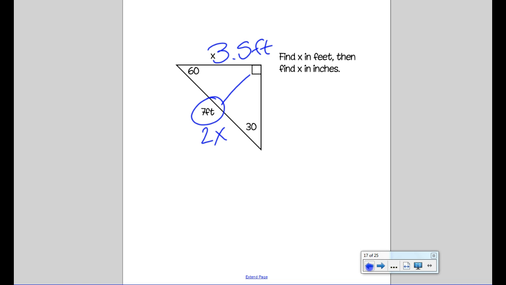But there's going to be the last problem on the test. It's going to ask you to find it in inches. We haven't done this all unit. This is new. This is different. How many inches are in a foot? 12. So what do you do with that number? You multiply it by 12. What do you multiply by 12? 3.5 times 12. So it's 3.5 feet and it's 42 inches.